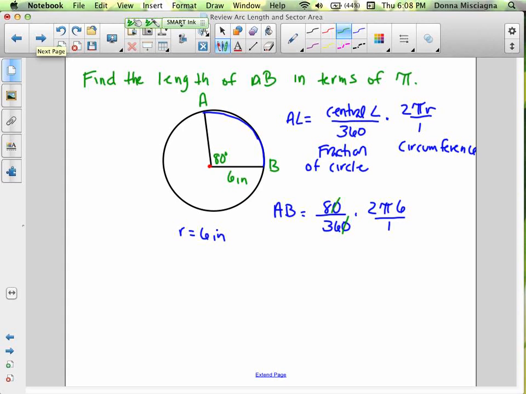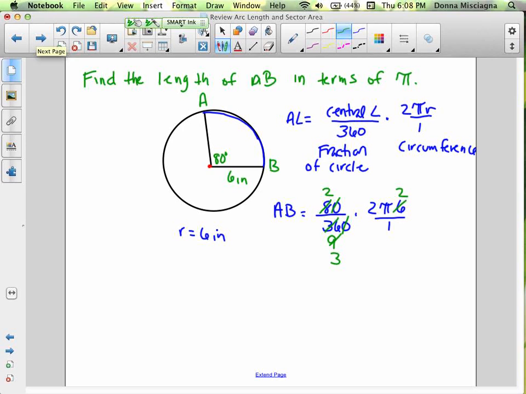8 and 36 are divisible by 4. 8 divided by 4 is 2. 36 divided by 4 is 9. 6 and 9 are both divisible by 3. 6 divided by 3 is 2, and 9 divided by 3 is 3. And that's it. We've done all we can.